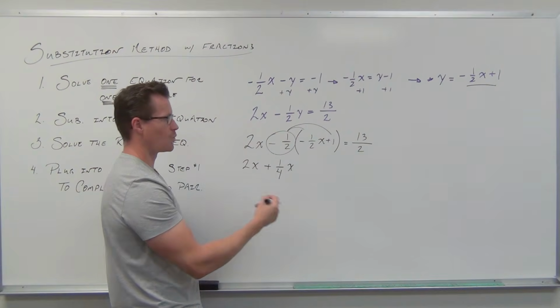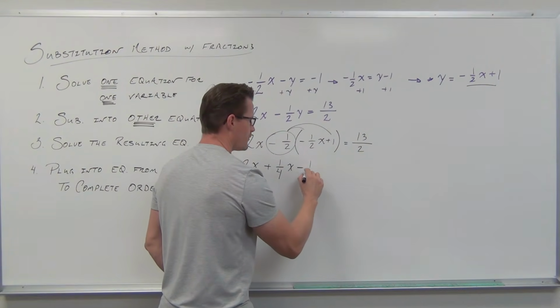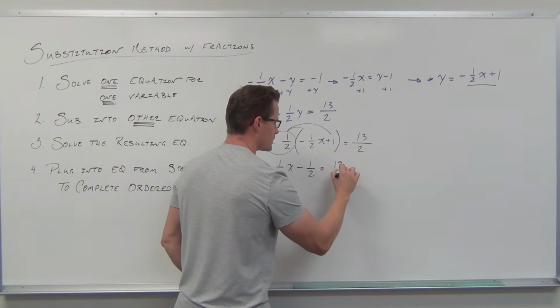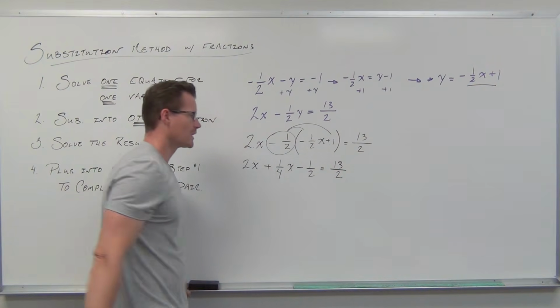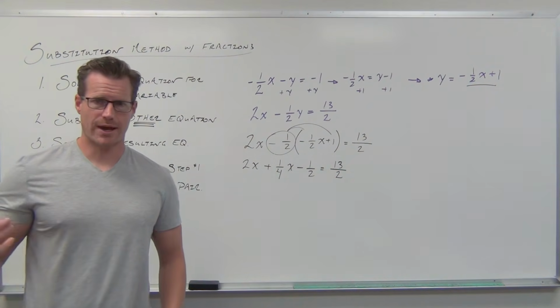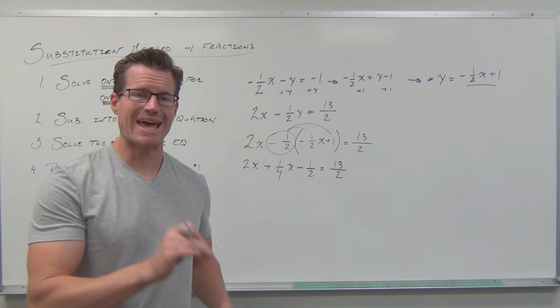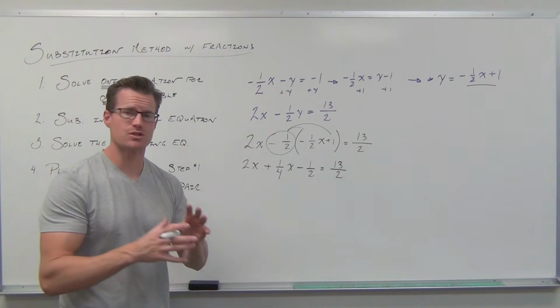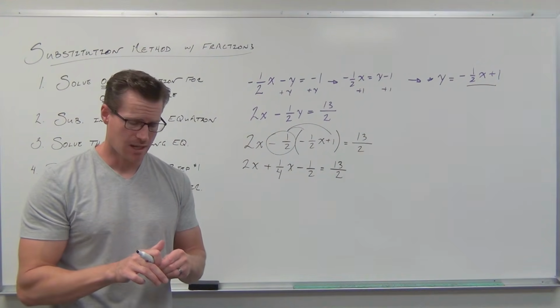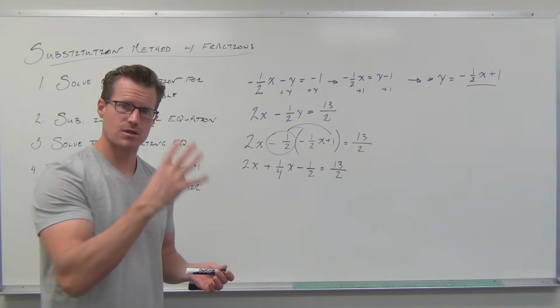Negative 1/2 times 1 is negative 1/2. I'm going to put minus. Now, I've shown you how to clear fractions on linear equations. We multiply every term, even the stuff that's not fractions, by whatever your LCD is. In this case, your LCD is 4.